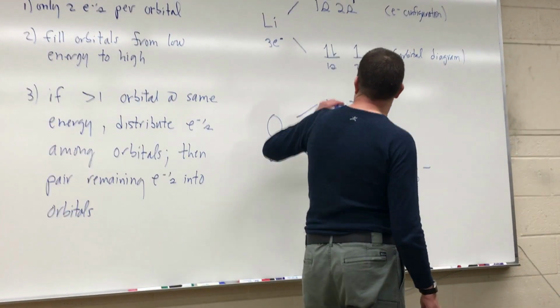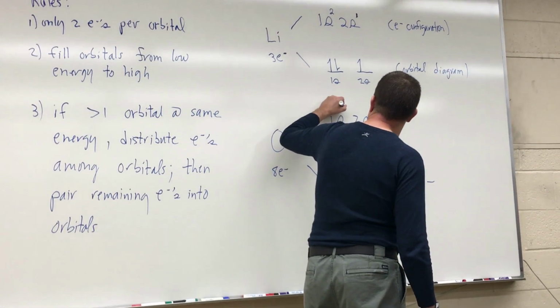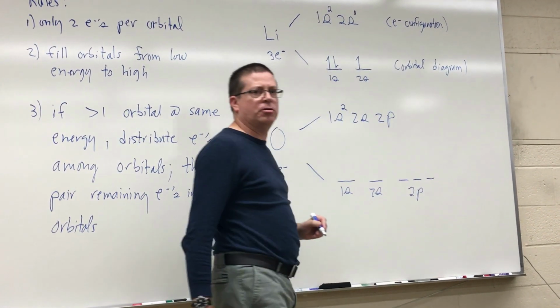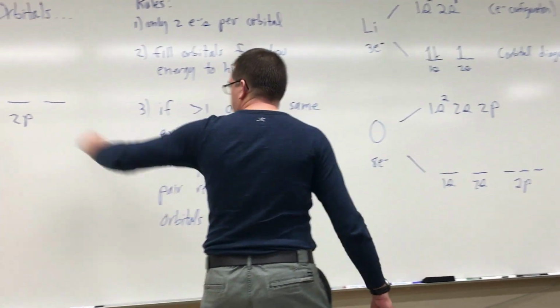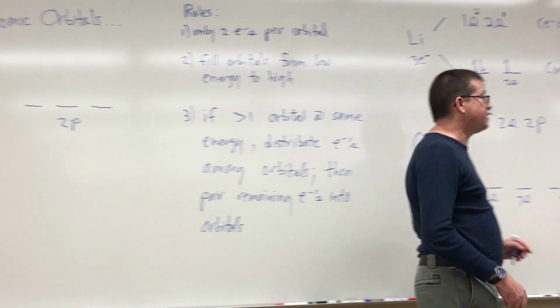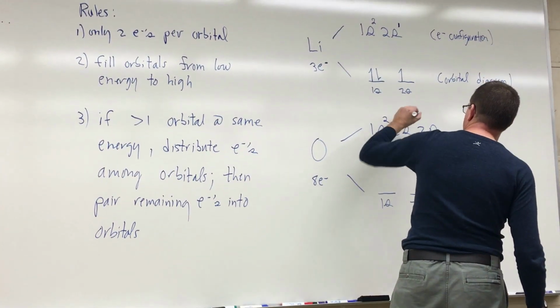Well, they go in from low energy to high. So I start out with the 1s. I know I can put 2 electrons in there, so I use a superscript 2. Next, I have the 2s orbital. Okay? Single orbital, I can put 2 electrons in there. So that becomes a 2s2.